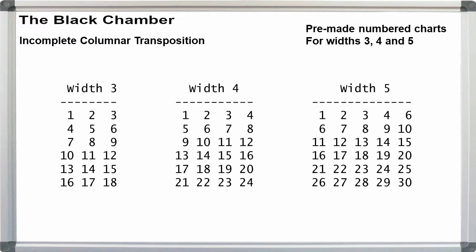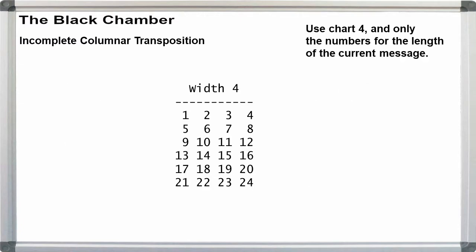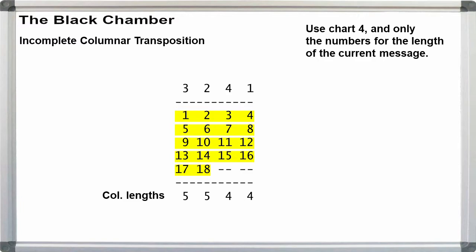It helps to have a numbered spreadsheet template for each width, say from 3 to 10. Then take the crypt length and block out the part of the rectangle we need. Using the key 3241 and knowing that our text length is 18 letters, we can see that columns 2 and 3 will be 5 letters long, and 1 and 4 will be 4 letters each.